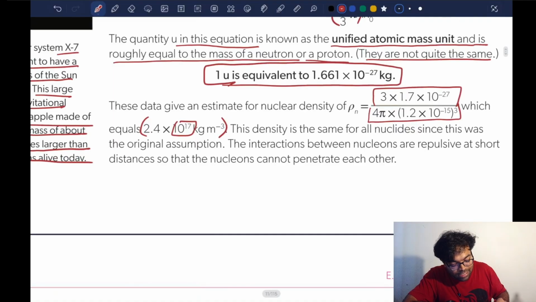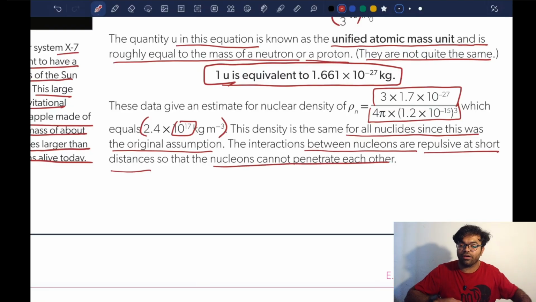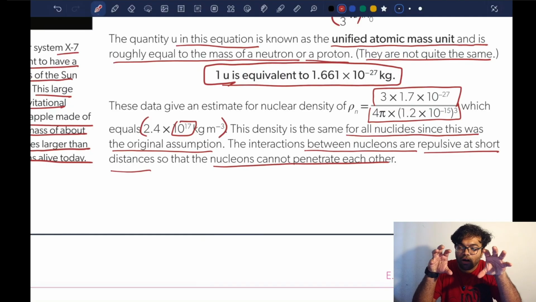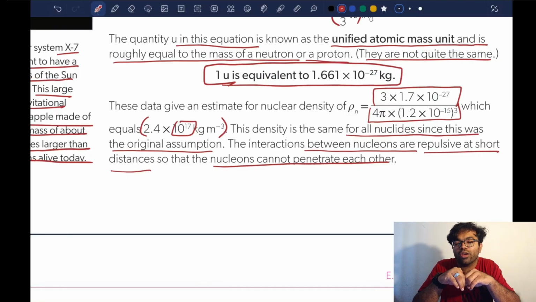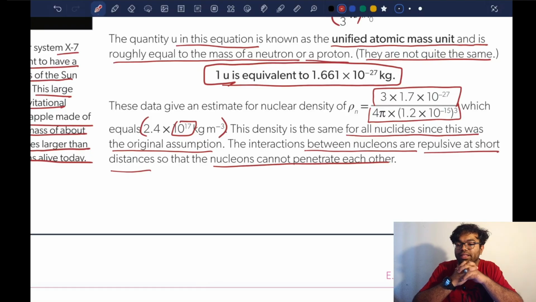Now, this density is the same for all nuclei since this was the original assumption. The interaction between the nucleons is repulsive at short distances, and so the nucleons cannot penetrate each other. Understood? One nucleon cannot go inside another nucleon because of the repulsive forces that exist between them.